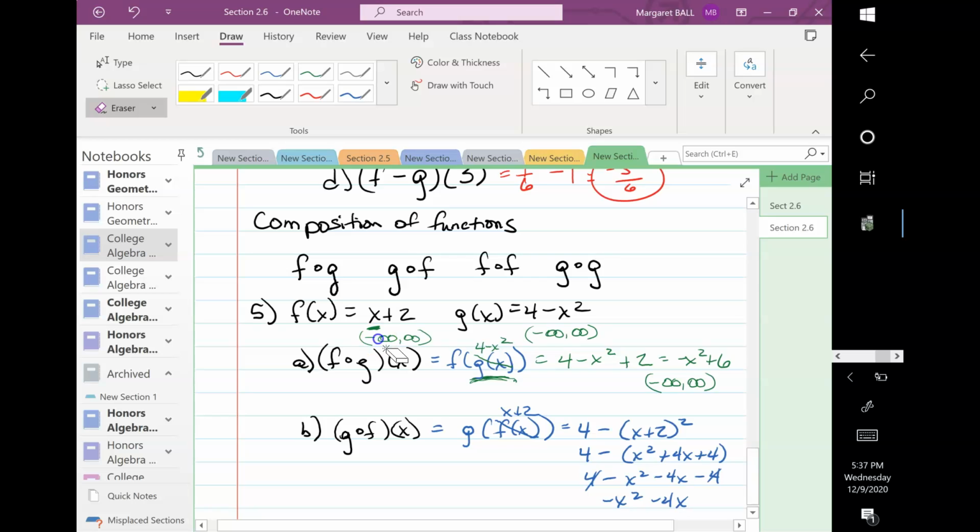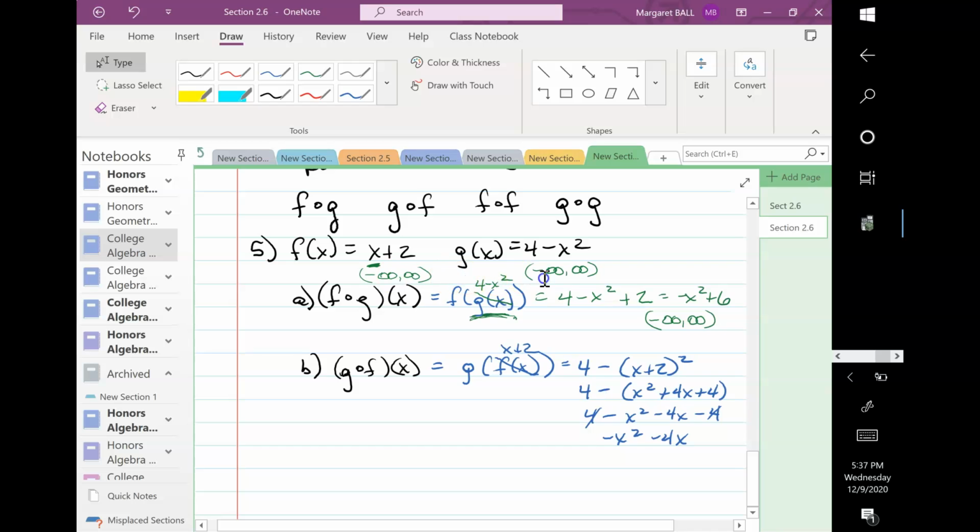My original domain for f of x was negative infinity to infinity. My original domain for g of x was negative infinity to infinity. My domain for the composition is the intersection of those two things. I don't have a fraction. I don't have a radical. I don't have a problem. The domain is negative infinity to infinity.